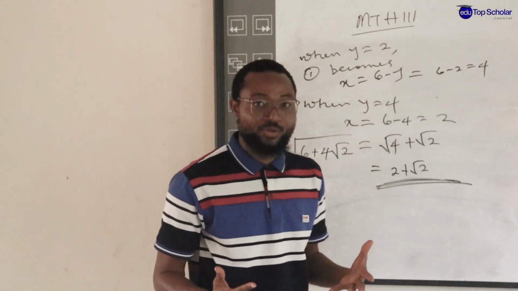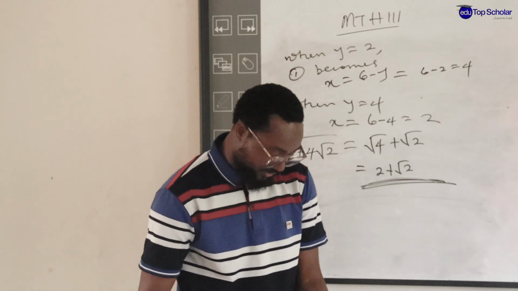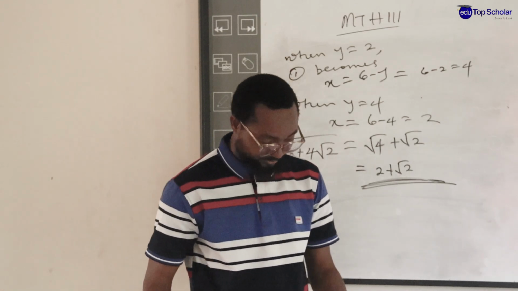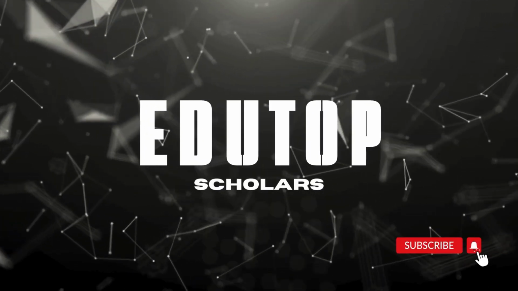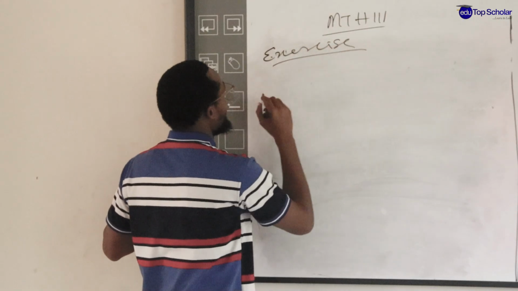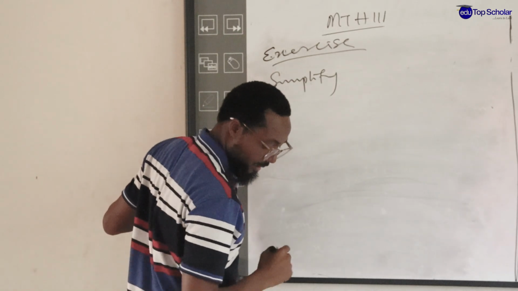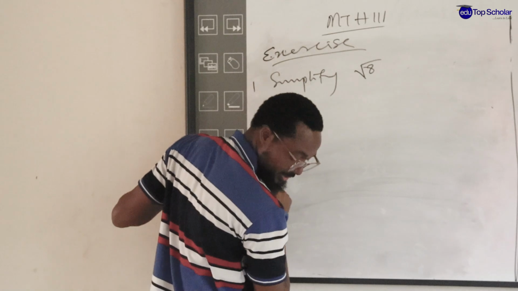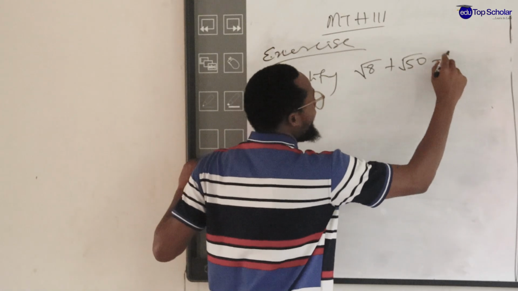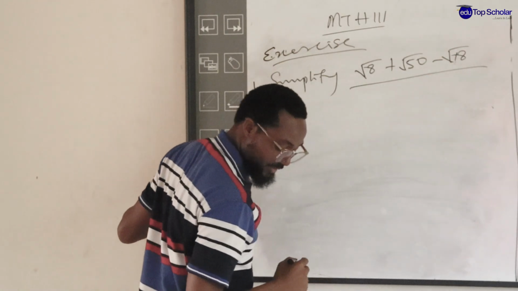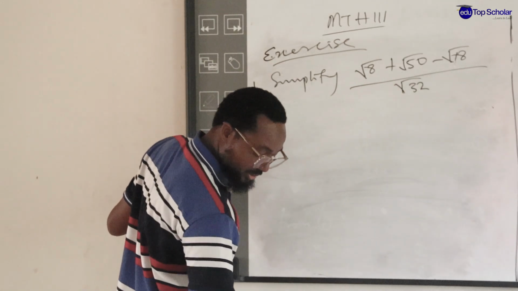Since we are wrapping up our Surds class here, I would like to give us some questions to go and play with at our own leisure time. Exercise now. 1. Simplify root 8 plus root 50 minus root 18, all of this divided by root 32.